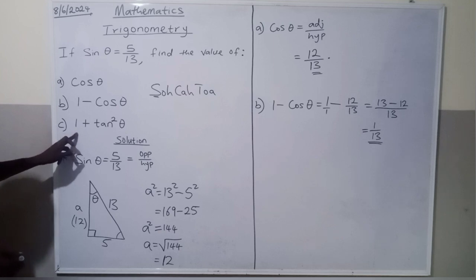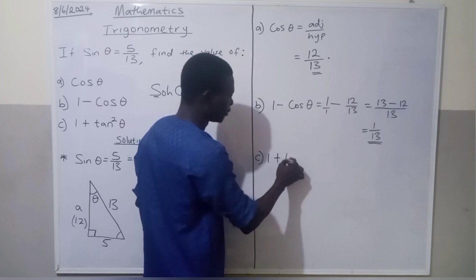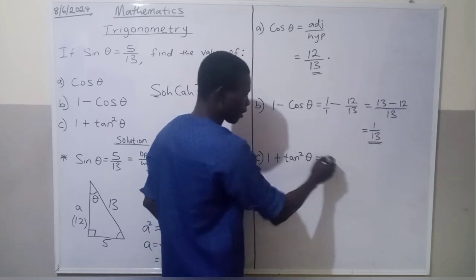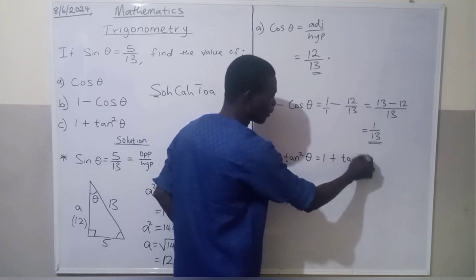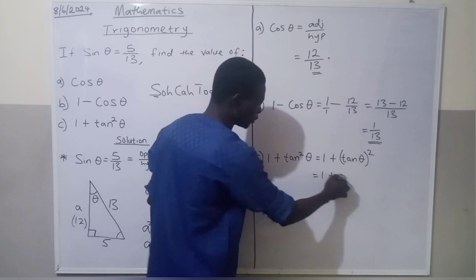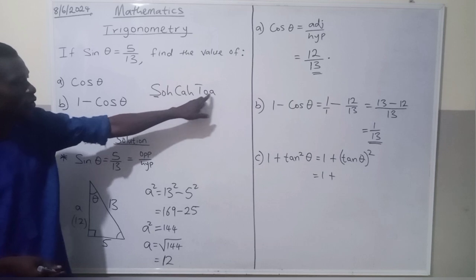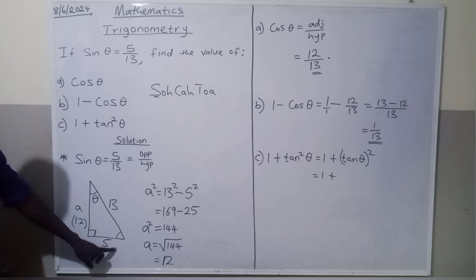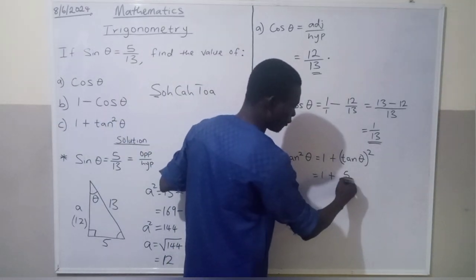Then for the third question, it says 1 plus tan squared theta. 1 plus tan squared theta actually means 1 plus tan theta being squared. So what is tan theta? According to SOHCAHTOA again, tan theta is opposite over adjacent. From our right angle triangle, the opposite is 5 and the adjacent is 12. So in the place of tan theta, we are going to have 5 over 12.